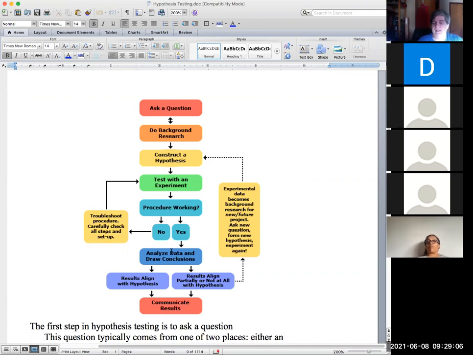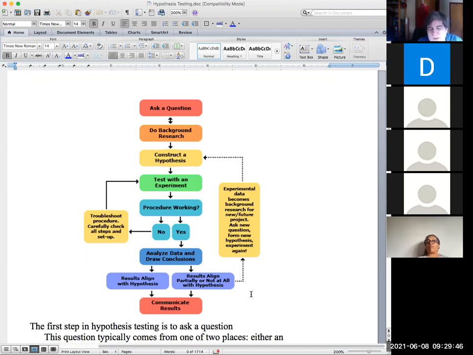Now, if your procedure is working, then you collect all the data, all the numbers, and you're going to analyze this data and draw your conclusions. Now, when you analyze the data, there are 3 different possibilities. One possibility is this second purple over here. The results that you get either don't align with the hypothesis at all, or they only align a little bit. If they don't align with the hypothesis, we say that we reject the hypothesis. It isn't correct. It doesn't explain what happens.